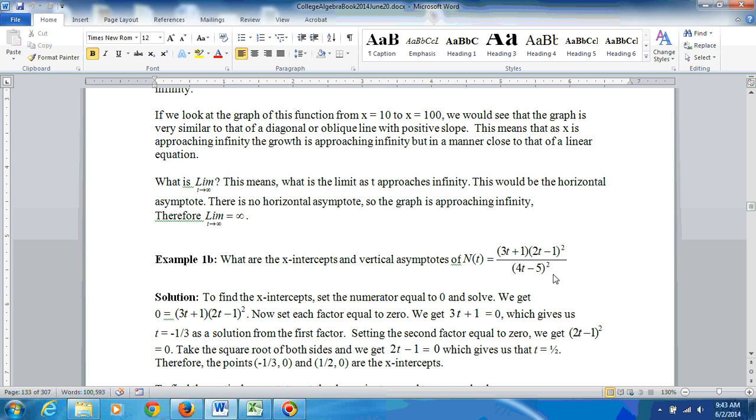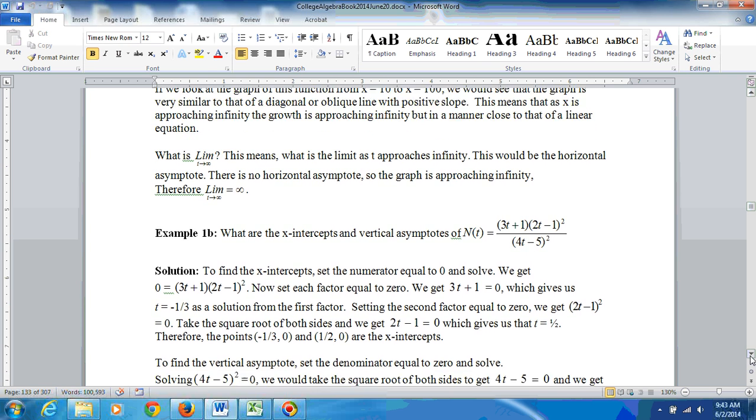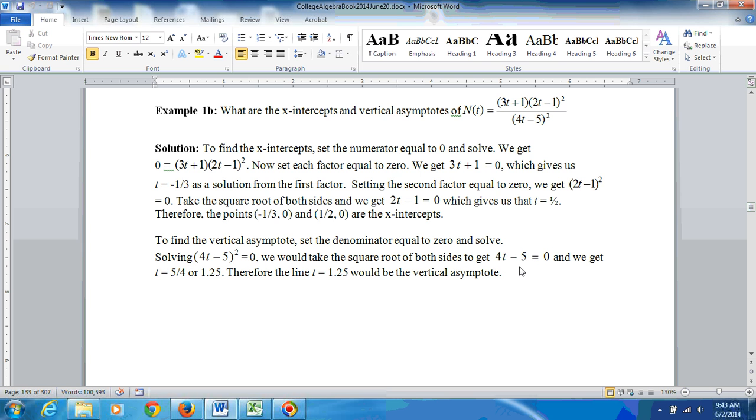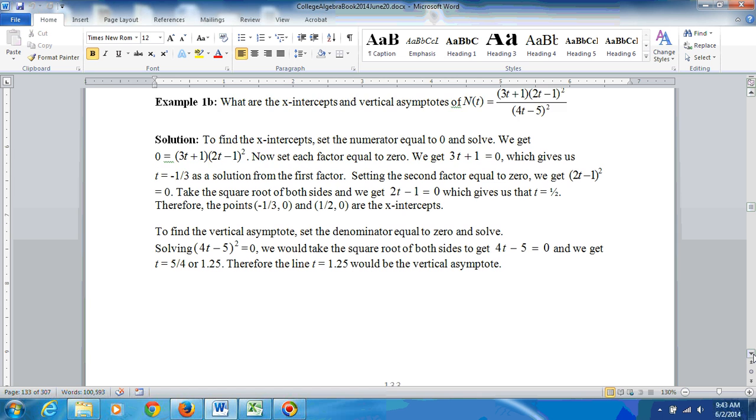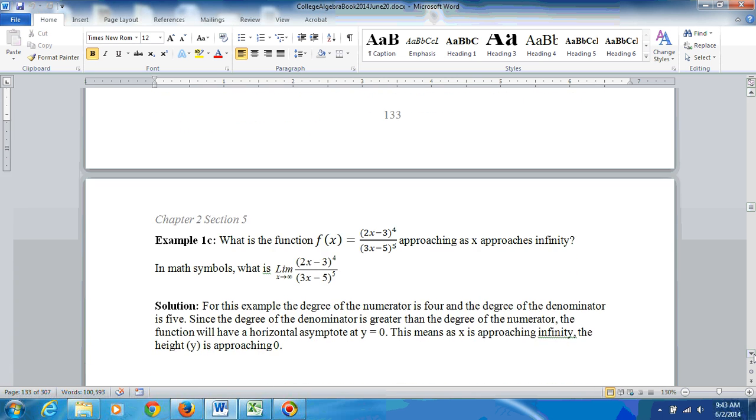To get the vertical asymptote, you set the denominator equals 0. So you take the square root, set it equal to 0, and then you just have 4t minus 5 equals 0. Then add the 5 and divide by 4, and you get 5/4, or 1.25, and that's where there's a vertical asymptote. There's a lot of problems like this.